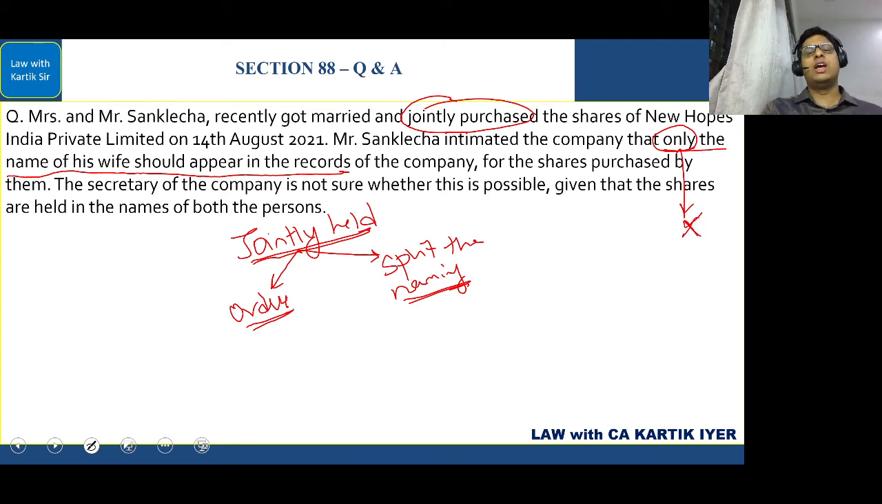This is not allowed as per the company. Yeah. So what they are saying is, Mr. Sanklecha can simply request the company that first Mrs. Sanklecha's name should be written, so he can set the order in this case. If he does that, then Mrs. Sanklecha's name is already appearing first, so that should satisfy his condition. But only having his wife's name in the record, that is not allowed. Easy, simple to understand. Okay.